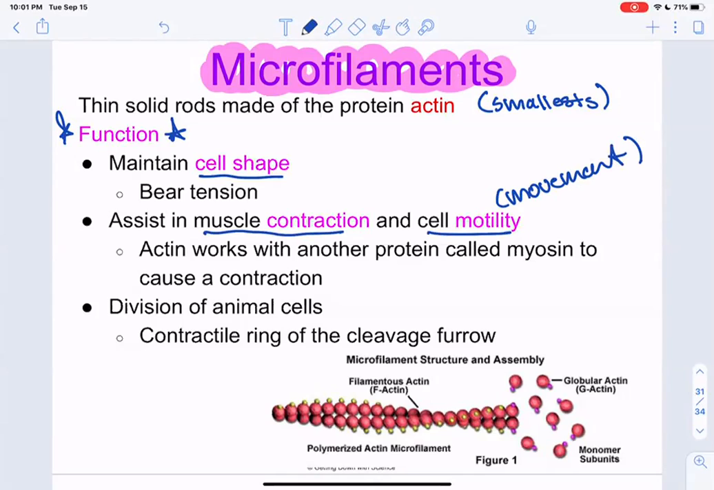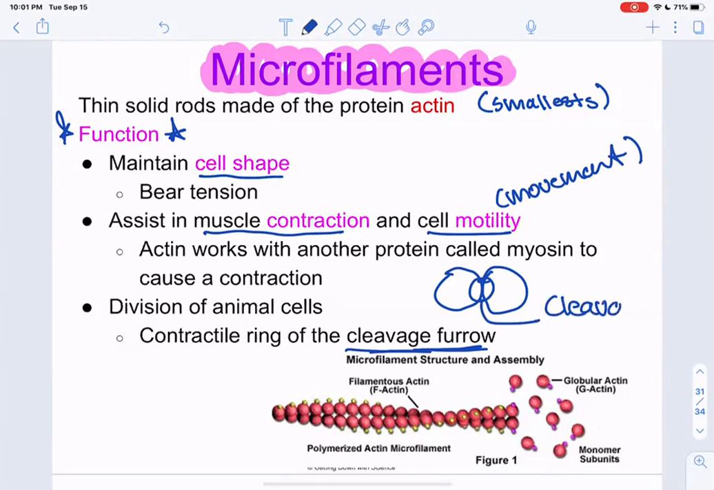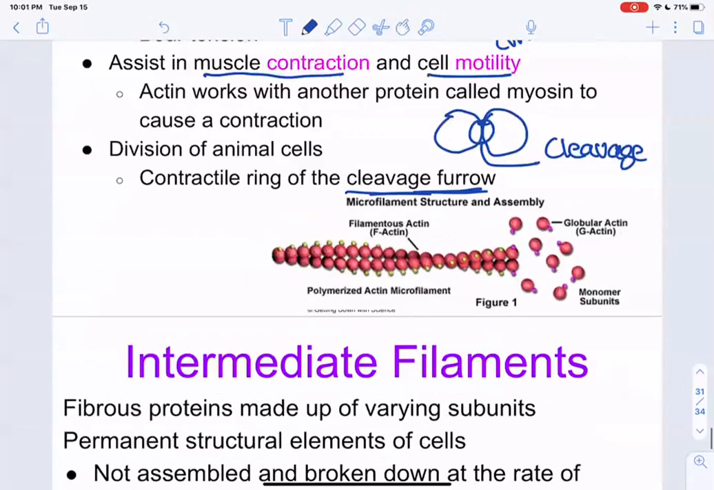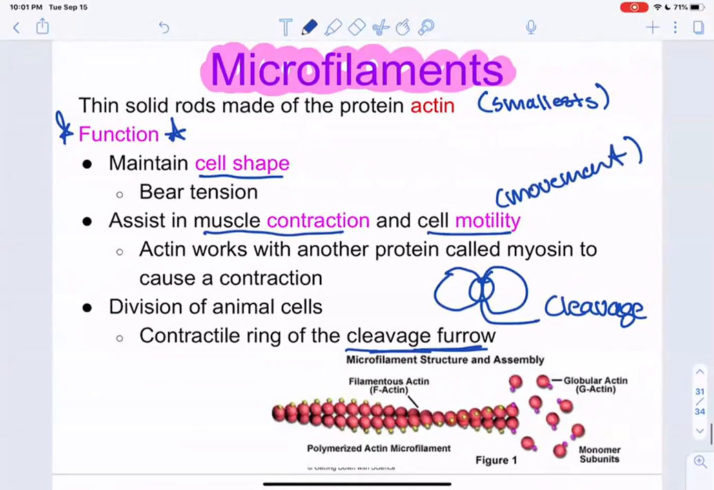And this helps with cleavage during cell division, when our cells are finally trying to break apart. That's cleavage. That is what microfilaments help us with. I'll leave this for a second.